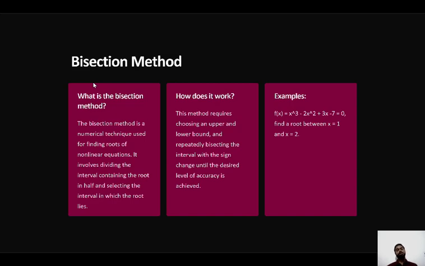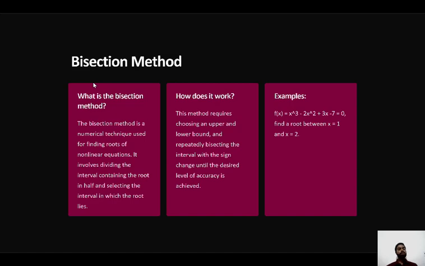How does it work? This method requires choosing an upper and lower bound, repeatedly bisecting the interval in which the sign changes until the desired level of accuracy is achieved. The example: f of x equals x cube minus 2x square plus 3x minus 7 equals 0. Find the root between x and 1.